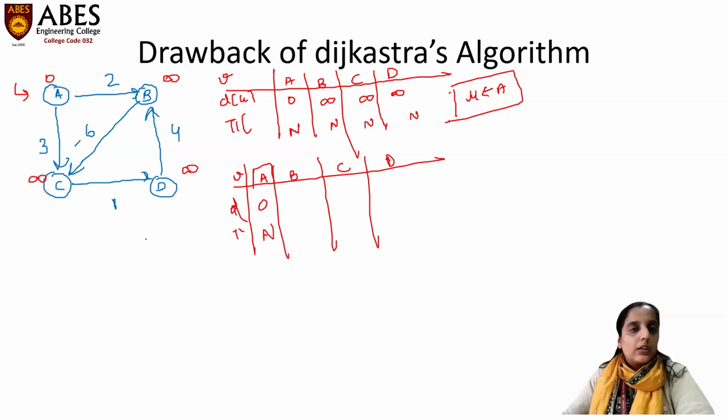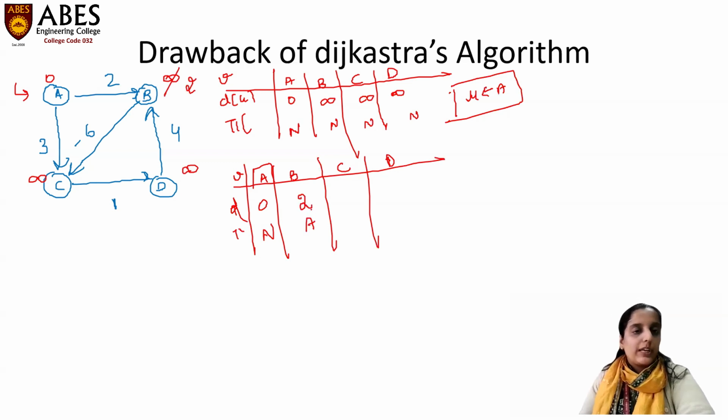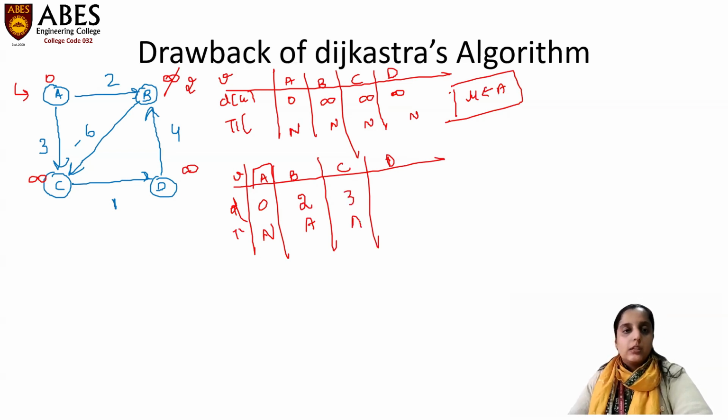From A we can travel to B. So 0 plus 2 is 2, and 2 is less than infinity. So we'll update this value, we'll write 2, and the parent will be A. From A we can go to C also. So 0 plus 3 is 3, and 3 is less than infinity. So we'll write this here. From A we cannot travel to D, so we'll leave it as it is. And here we'll update to 3, and the parent will be A, not nil.